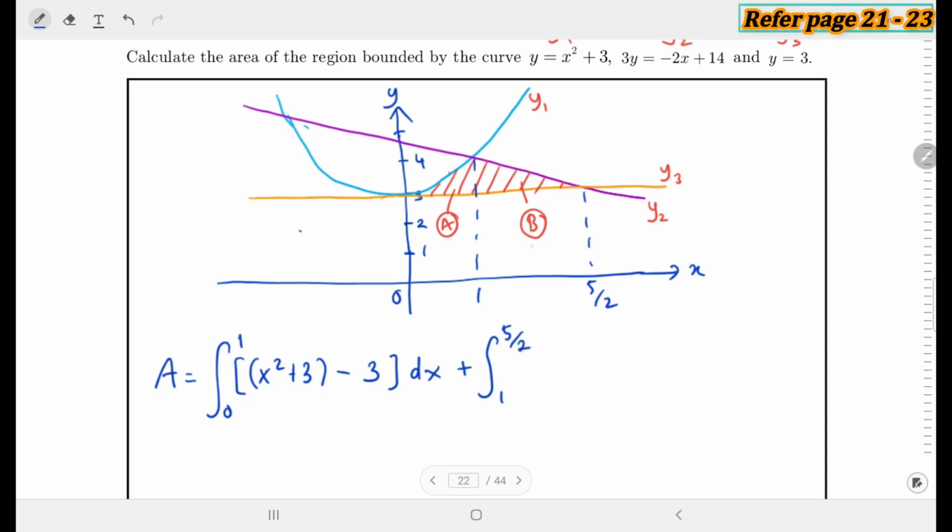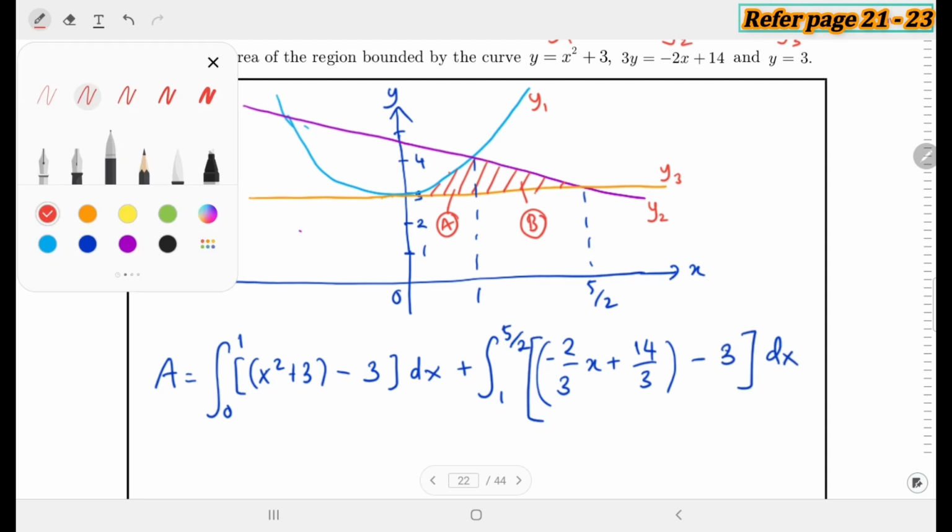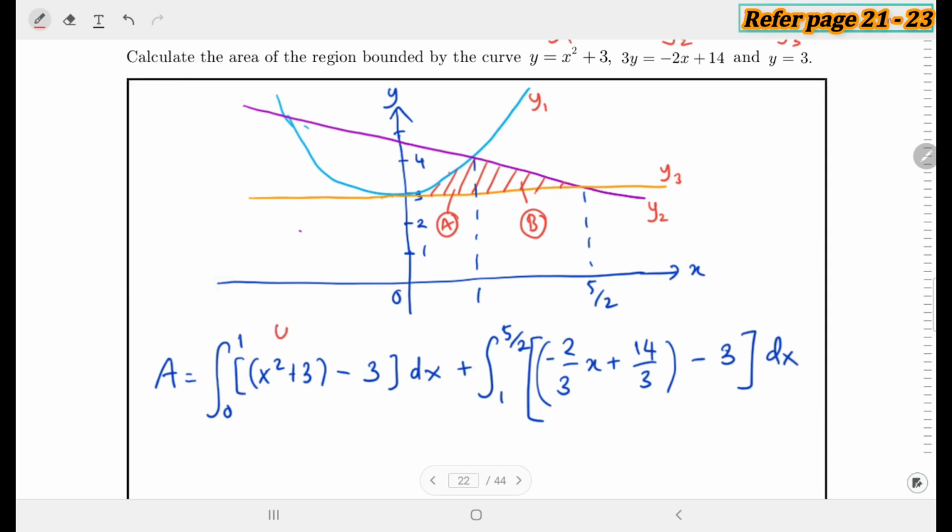For part B, look closely. There are only two curves involved here, the purple and the orange. The purple is the upper function, while the orange is the lower one. So the purple minus the orange: purple is y2, negative 2 over 3 x plus 14 over 3, and we subtract 3. So let's rewrite. Here for part A it is y1 minus y3, upper minus lower function. On this side, part B, this one is y2 minus y3.